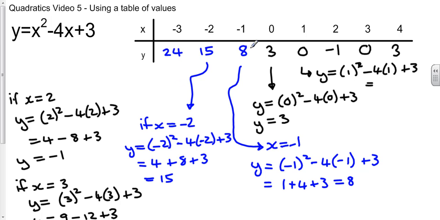What we now have is a set of coordinates that we can plot onto a graph to give us our curve. For example, one of the coordinates would be 4, 3, another one would be 3, 0, and so on.